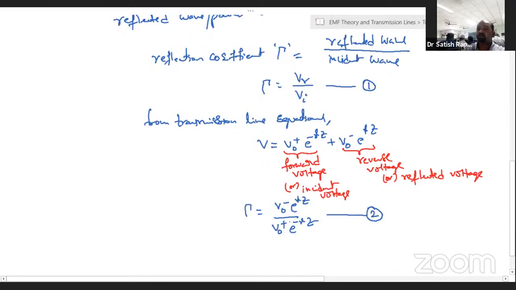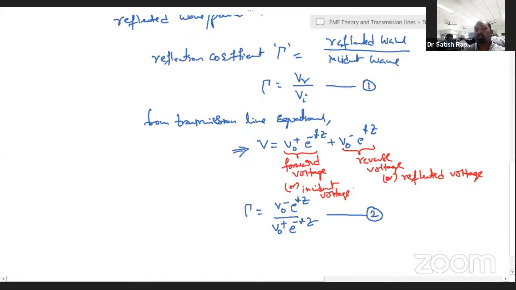Is it clear? From the transmission line equation, from the voltage equation, we know that the first term is forward voltage and the second term is reverse voltage, right? Therefore, the reverse voltage term divided by the forward voltage term is nothing but the reflection coefficient. So this is the definition of reflection coefficient.